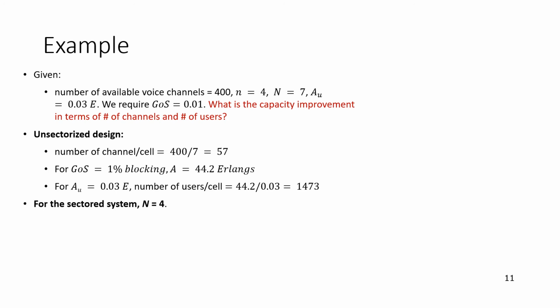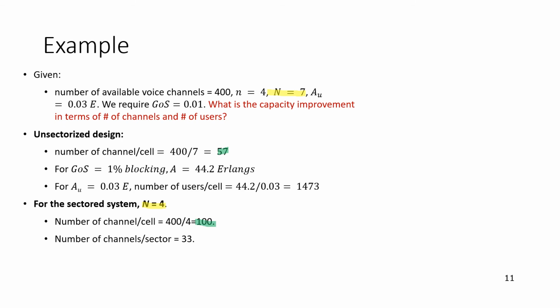For the case of the sector design, we'll get n equal to 4. That will result in improvement, reducing the interference. And now instead of using n equal to 7, we can use n equal to 4. So let's repeat the analysis. The number of channels per cell is now 100. So it increased from 57 to 100.